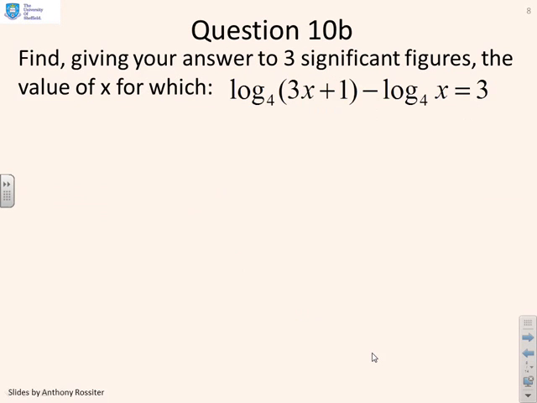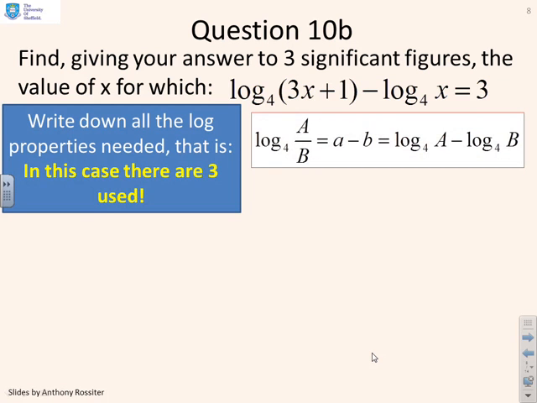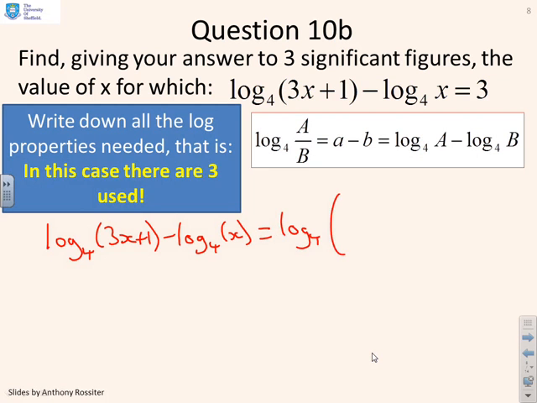Next one then, find, giving your answer to 3 significant figures, the value of x which satisfies this one. And again, you'll see all we need here really is the quotient rule. So I'm going to go direct to it and write that log 4 of 3x plus 1 minus log 4 of x equals log 4 of 3x plus 1 over x. Now on the right hand side we've got 3, and you're saying, oh, that's given me a pain now because I've got 3 on the right hand side and a log 4 on the left hand side.